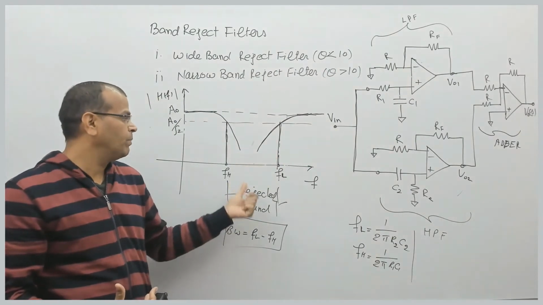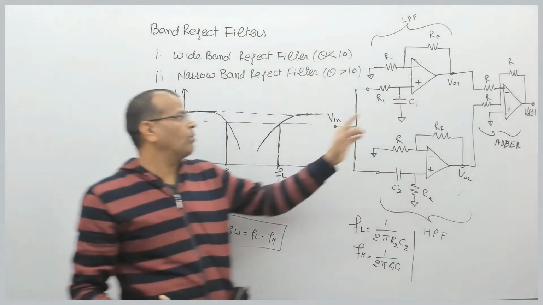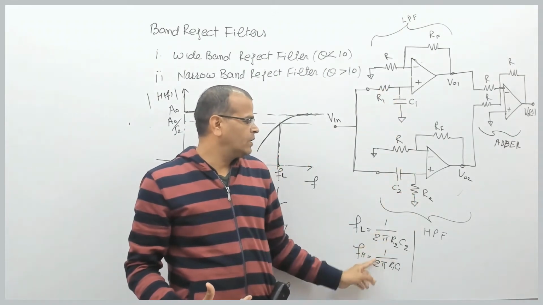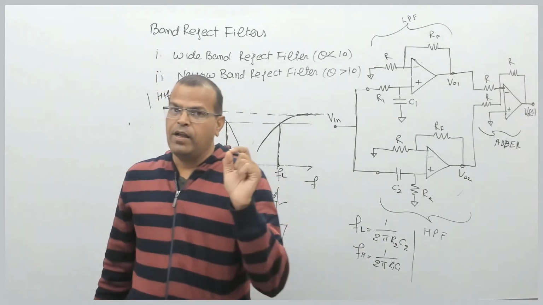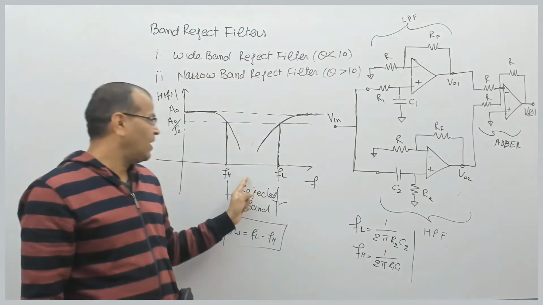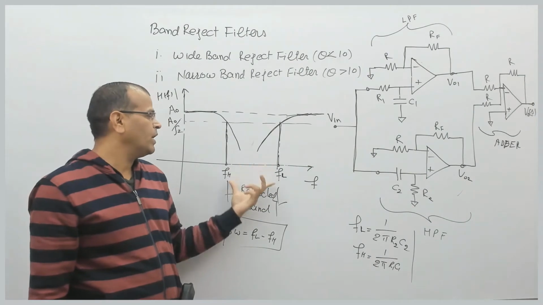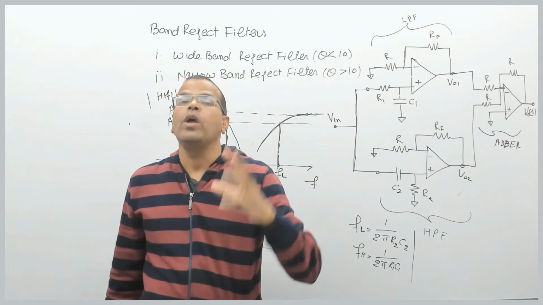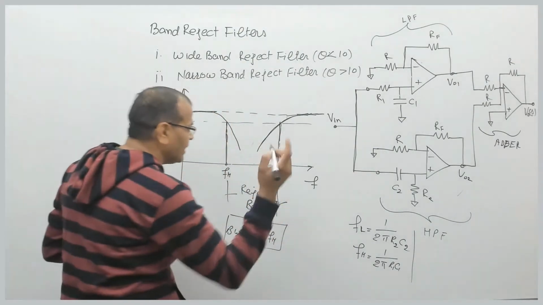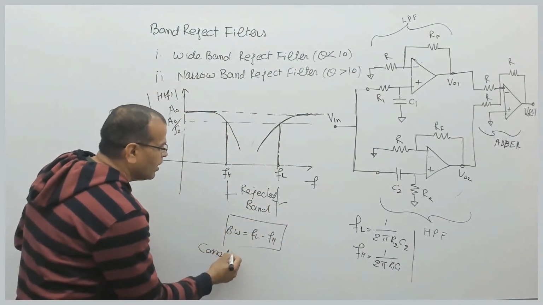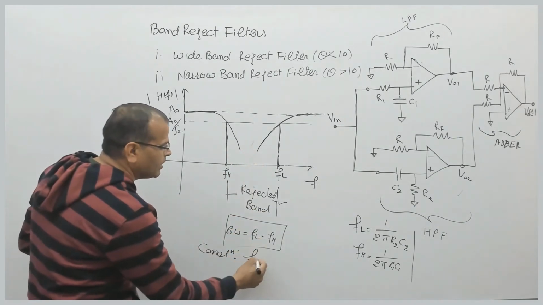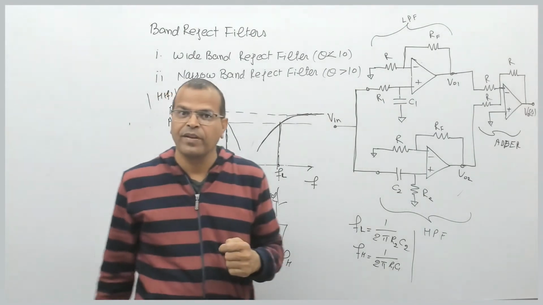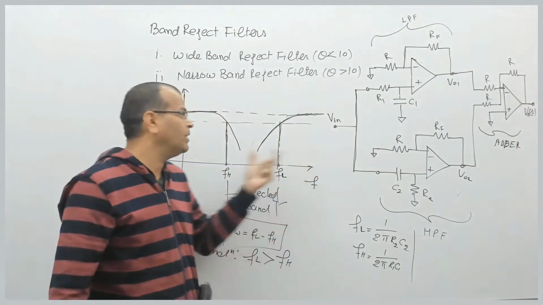So by selecting suitable values of R1 and C1 and R2 and C2, I can decide the values of the cutoff frequencies, that is FL and FH, and accordingly I can decide the band of frequencies to be rejected. Now the condition for this to be a band reject filter is that FL should be greater than FH. FL should be greater than FH, only then it will be rejecting.